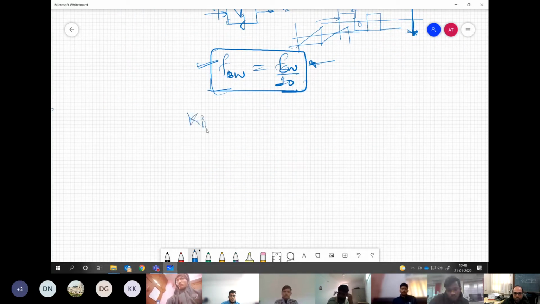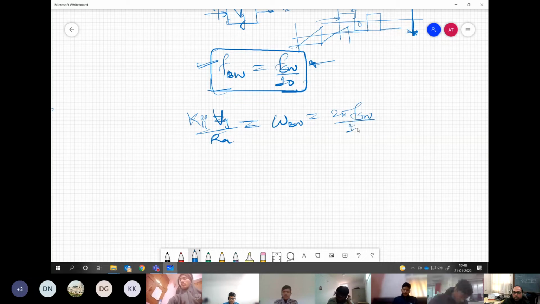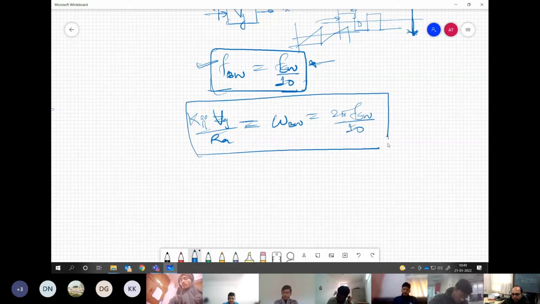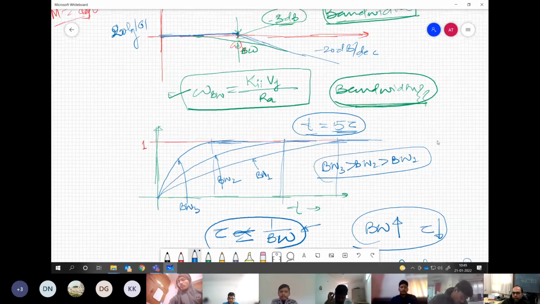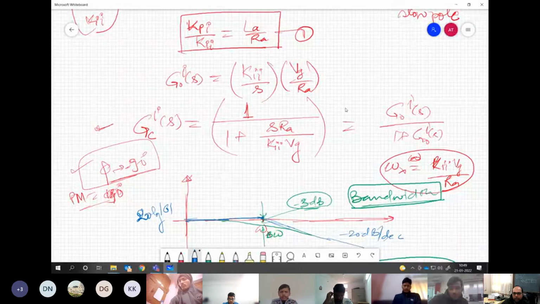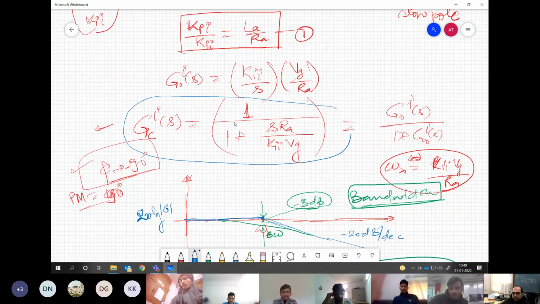So we have KII into Vg by Ra equal to omega b, which is nothing but 2 pi fsw by 10. This is the second relationship we have got, and the two variables KPI and KII can be solved. Fine? Yes or no? Good. Now once we have got these KPI and KII values, the current control is simply coming as a first order system.